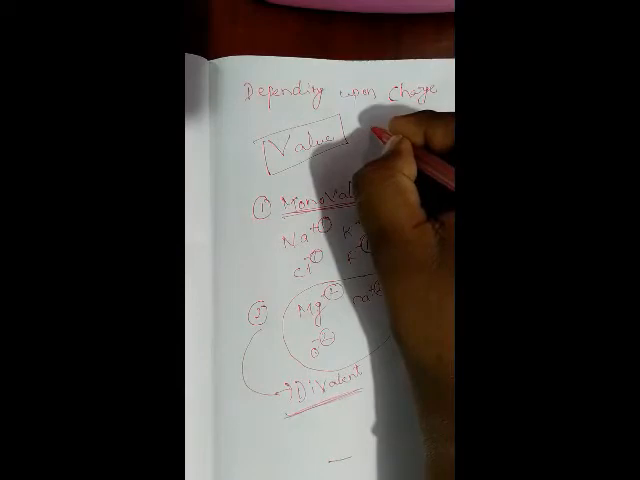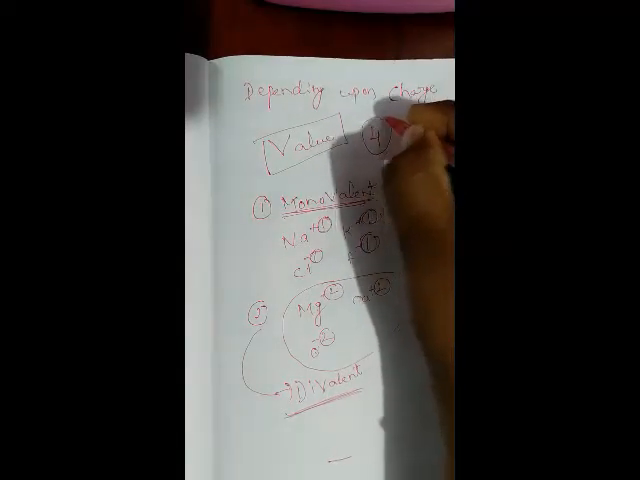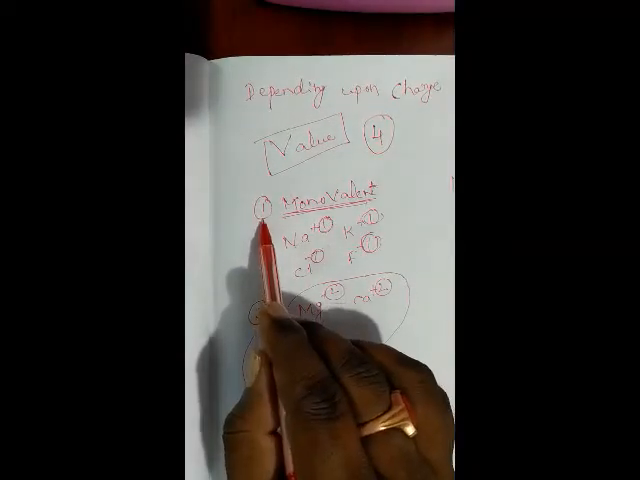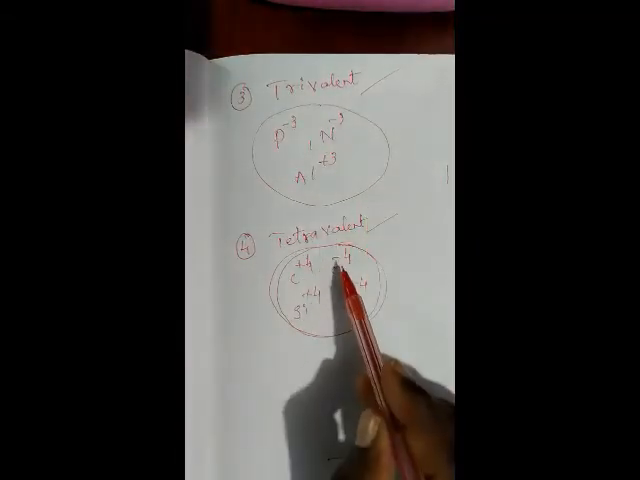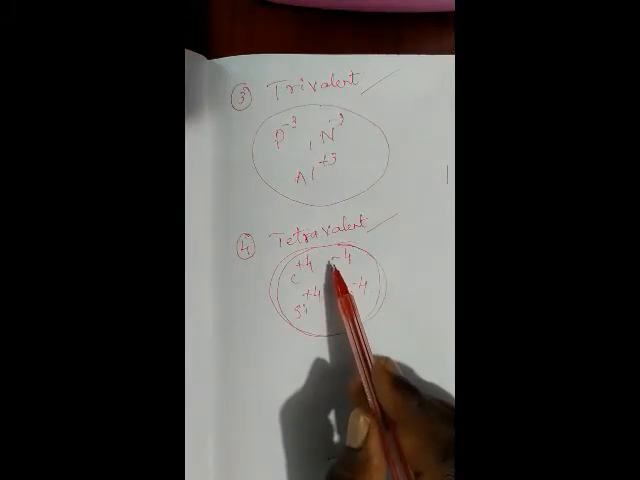So depending upon the charge values, the ions are completely 4 types: one is monovalent, second is divalent, third is trivalent, and fourth is tetravalent.